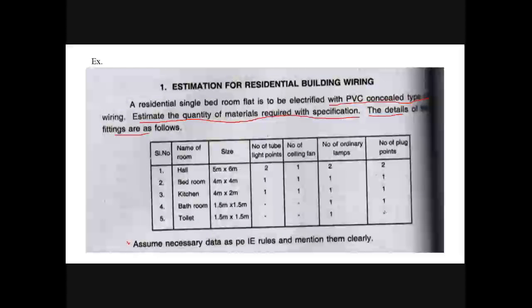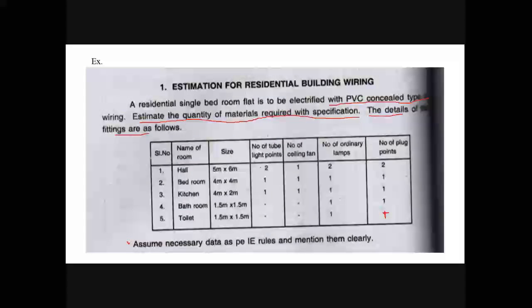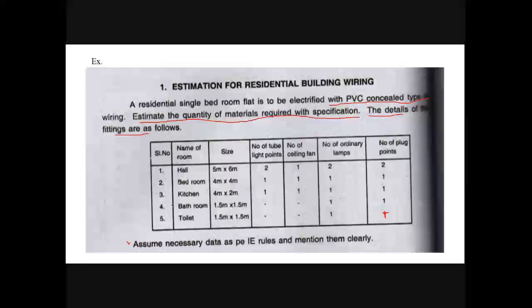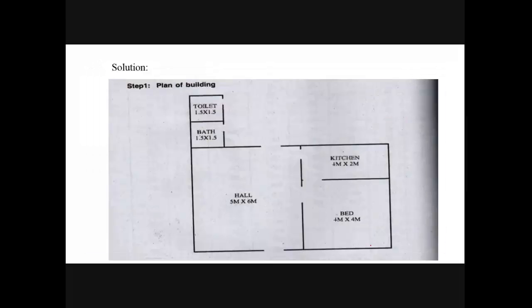Because they have made this as dash, we cannot make this here as 1. So according to the numerical, we have to solve this example. Now they have made one condition: assume necessary data as per Indian electricity rules and mention them clearly. So they have instructed us that we have to use the Indian electricity rules.